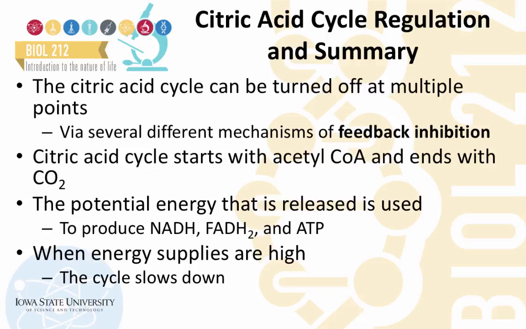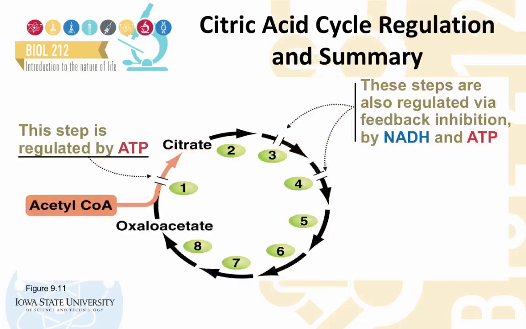When the energy supply is high, meaning that there are a lot of ATP molecules around in the cell, the cycle slows down, and when ATP is scarce, the cycle is stimulated. A summary of how the citric acid cycle is regulated is shown on this slide.